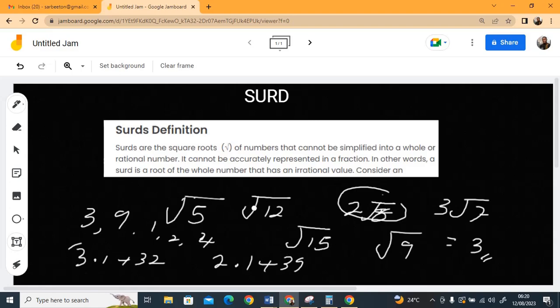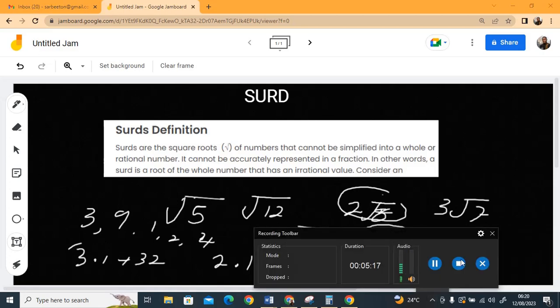So this is a surd, this is a surd, but this is not a surd, because when you look for the square root of 9, you get a rational number. And according to the definition of surd, it is any whole number whose square root gives an irrational number. So we move on to our next class, when we are going to look at the laws of surds. Let's move on.